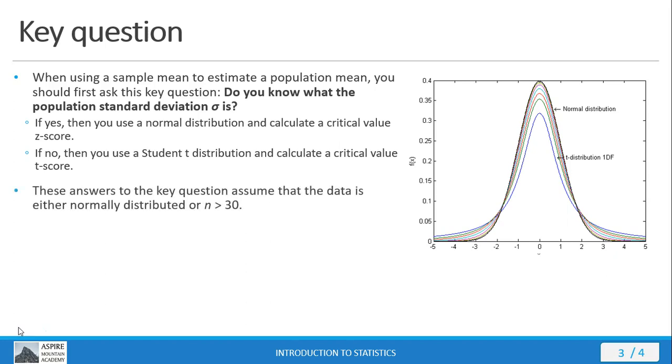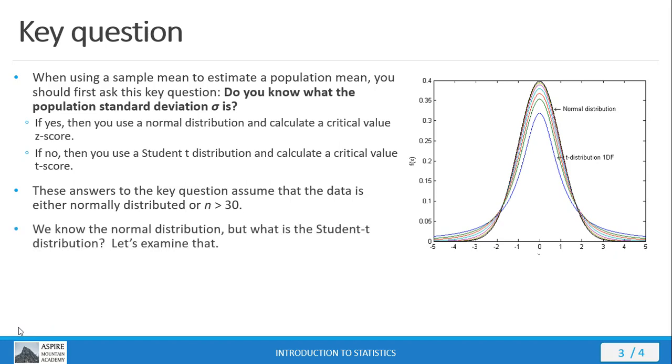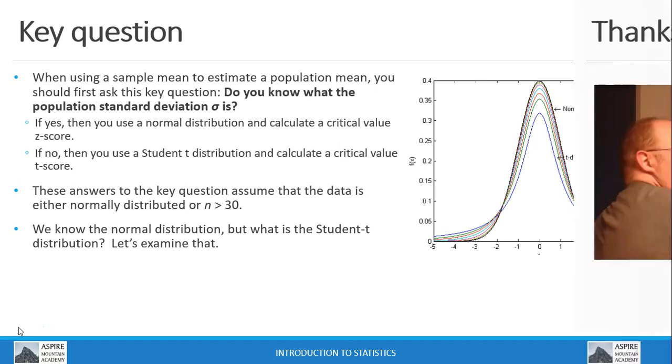So the answers to these key questions assume that the data is either normally distributed or that we have a sample size greater than 30, so that we can use central limit theorem to come in and say, yes, the normal distribution is a reasonable approximation. So we know about the normal distribution, but what is this student t distribution? Okay, we're going to examine that in the next mini lecture.